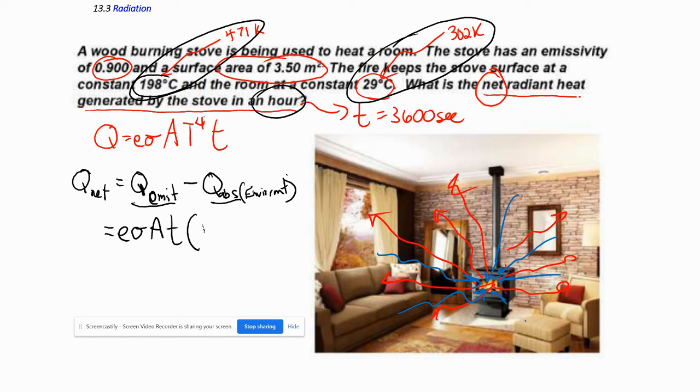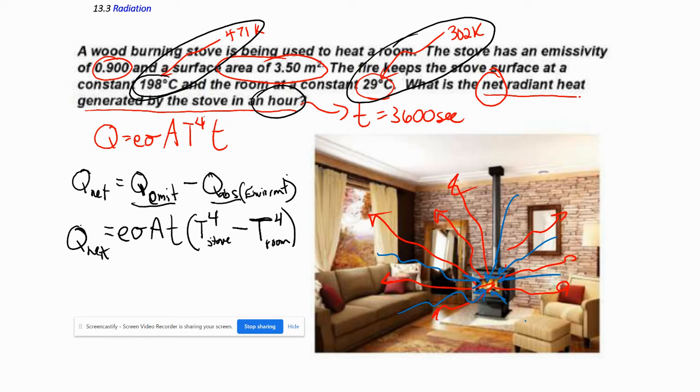So what we actually have is the temperature of the stove to the fourth power minus the temperature of the room. So it's going to be the temperature of your environment to the fourth power. This is the thing that's going to be different, and this will give you the way to find your net heat that's actually being emitted or absorbed. So now I can plug in all my numbers, and we should be able to get it.